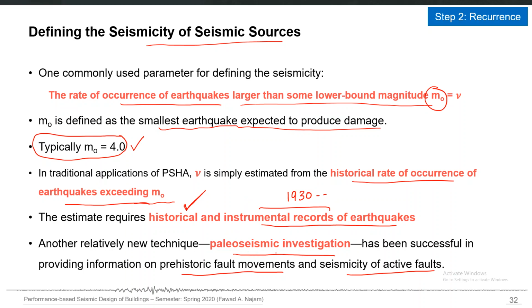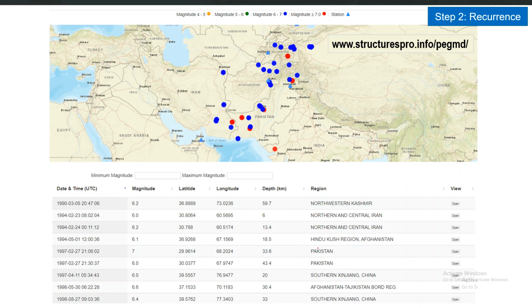The other one is the paleoseismic investigation, in which we actually dig the fault, and based on the geological study, we try to understand the relative movements or slips which have occurred in that fault in history. Those slips can be converted to estimates of the magnitude of earthquakes, and that can also be included in the analysis. So we have to first come up with a complete list of all historical earthquakes from different sources, and that process is called the development of the earthquake catalog.